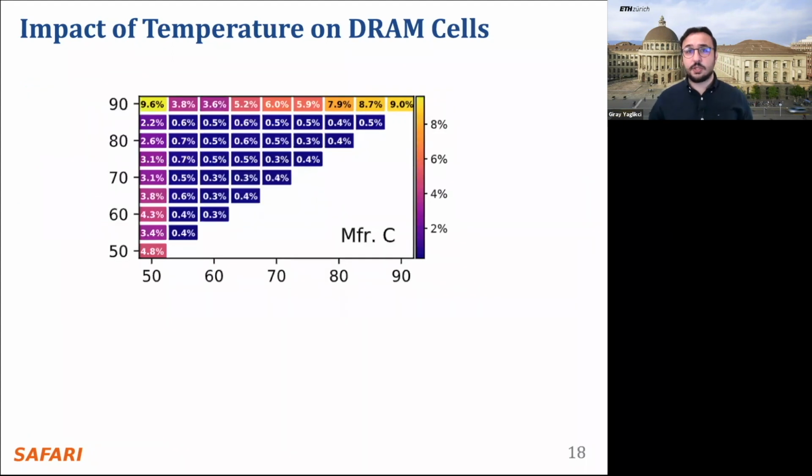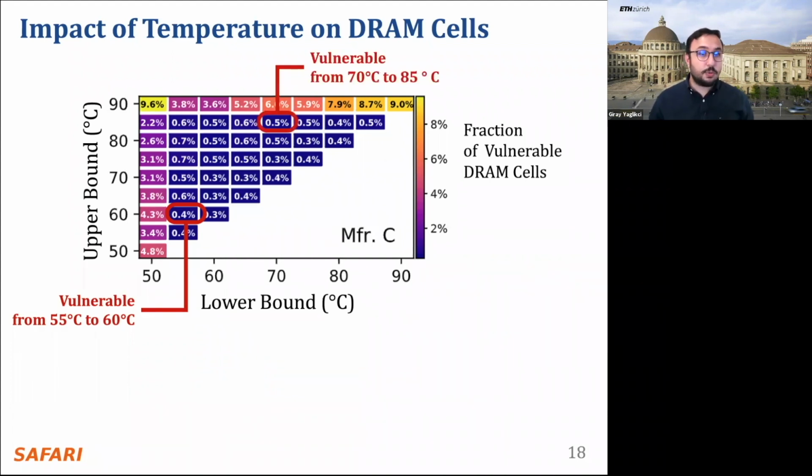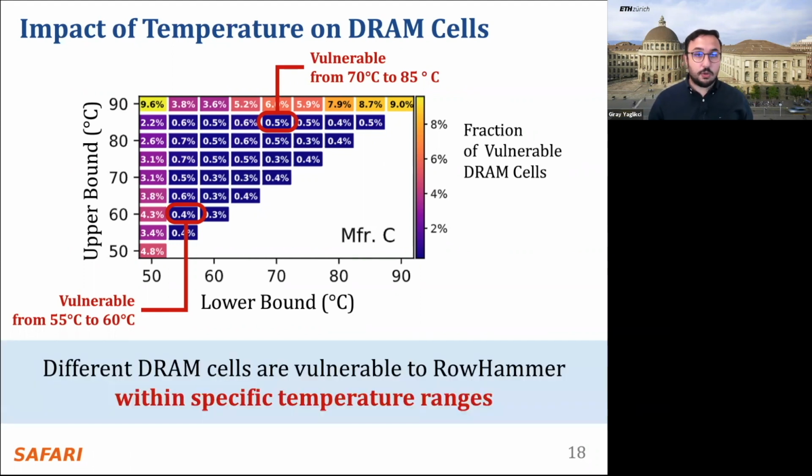This figure shows the population density of cells clustered based on their vulnerable temperature range. The x-axis and the y-axis show the lower bound and the upper bound of a DRAM cell's vulnerable temperature range. The color scale and percentage values show the fraction of cells for a given temperature range. For example, 0.4% of the cells are vulnerable to RowHammer only between 55 and 60 degrees Celsius. Similarly, 0.5% of the cells experience bit flips only between 70 and 85 degrees Celsius. From these observations, we conclude that different DRAM cells are vulnerable to RowHammer within specific temperature ranges.